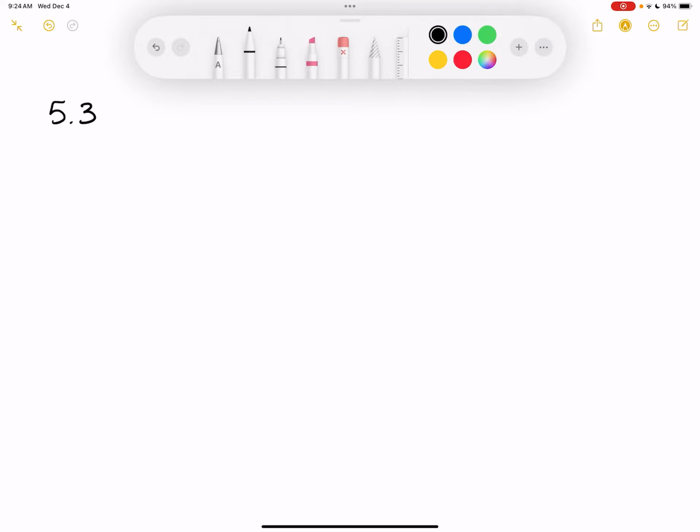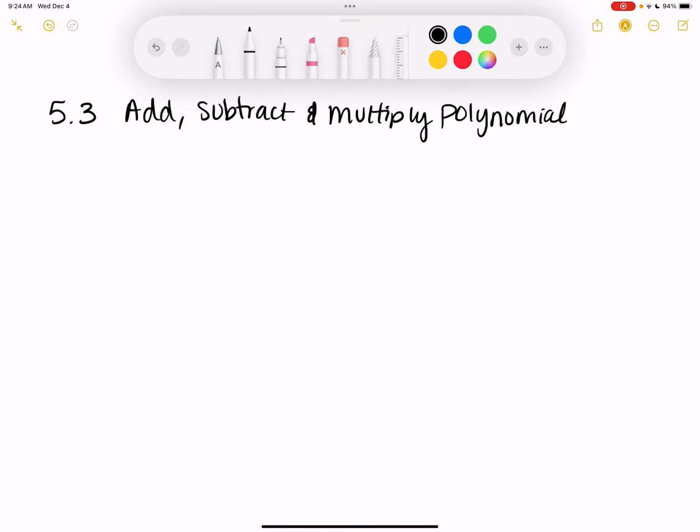Add, subtract, and multiply polynomials. So I really hope that we're okay with adding and subtracting. That should be the easy part. Multiplying, once we get into like the cube of a binomial and stuff, is obviously going to be a little bit harder, but they have a form that they follow, so hopefully it won't be too bad.